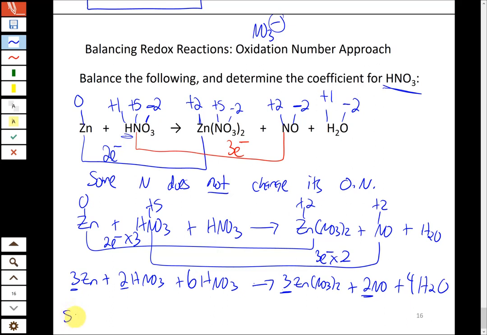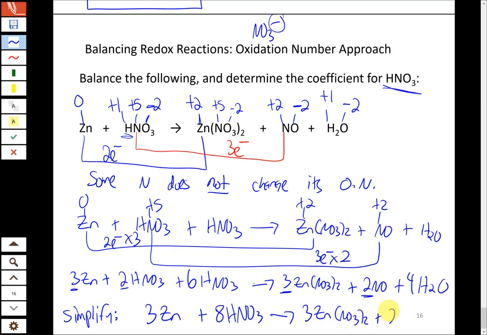Now finally we can simplify this and combine the 2 pieces of HNO3 that we balanced separately to get 3 zincs, 8 total HNO3. 2 of them are being reduced and involved in electron transfer. 6 of them are just providing counter ions for the zinc. And then on the product side we don't have to change anything. It's just 3 zinc nitrates, 2 NOs, and 4 waters.